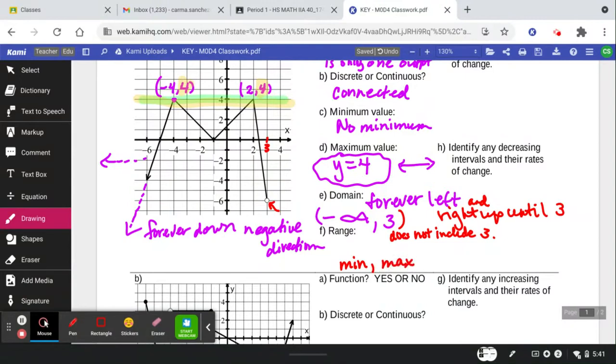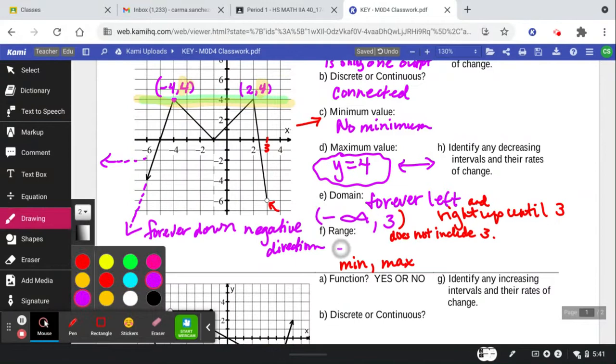Okay, the range is just your minimum up to your maximum. Well, the minimum of my graph, look up at part C, was no minimum. It goes on forever. So that's called negative infinity. And then up to the maximum of my graph, which we had right here, is 4. And 4 is included. It's an actual point on the graph up there. So we're going to do a closed bracket on 4.